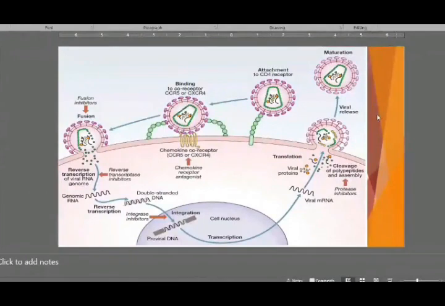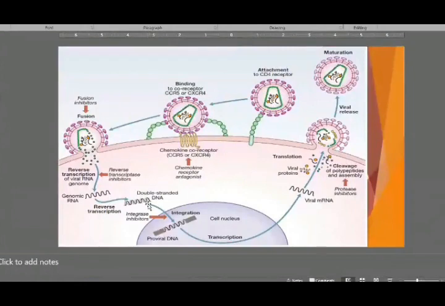So after exposure of these cells, after binding and fusion, there will be activation of the enzyme reverse transcriptase, which acts on the viral RNA genome. The viral RNA will be converted by reverse transcriptase into a double-stranded DNA. Because the virus is an RNA virus, not a DNA virus, this enzyme will convert the genomic RNA into double-stranded DNA.